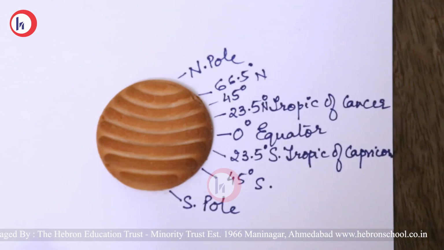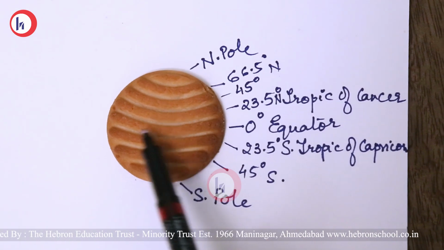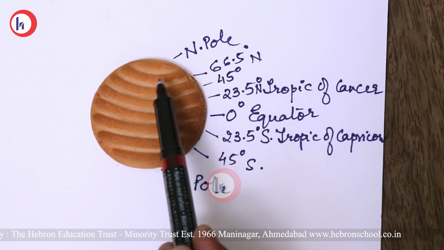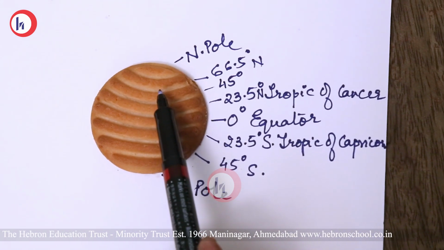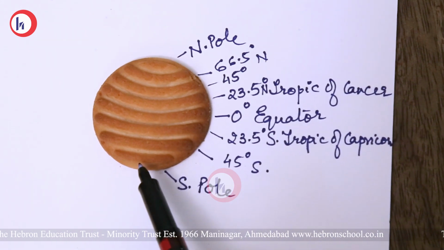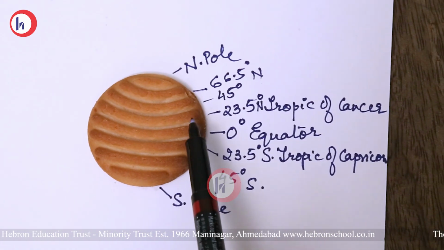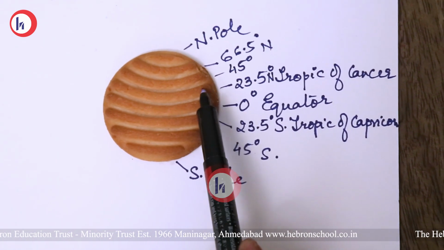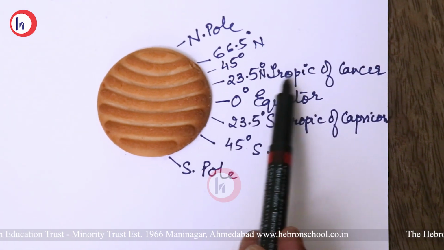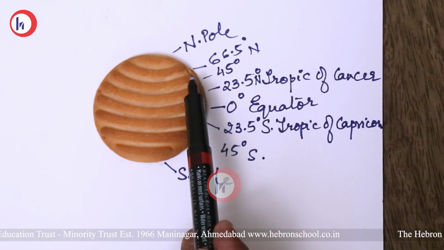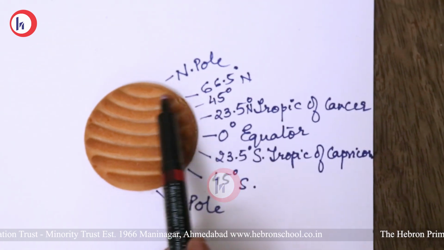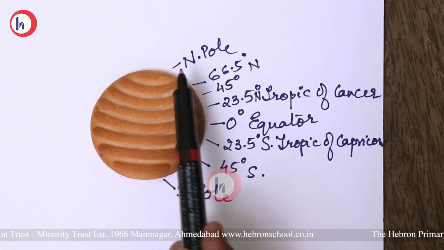Now 0 degree shows the equator, which is in the center, and the part above the equator on the northern side is the northern hemisphere, and the part below the equator is the southern hemisphere. Now just above the equator, this parallel line is 23.5 degree north, that is Tropic of Cancer. Again a parallel latitude at 45 degree, one more at 66.5 and 90 degree North Pole.